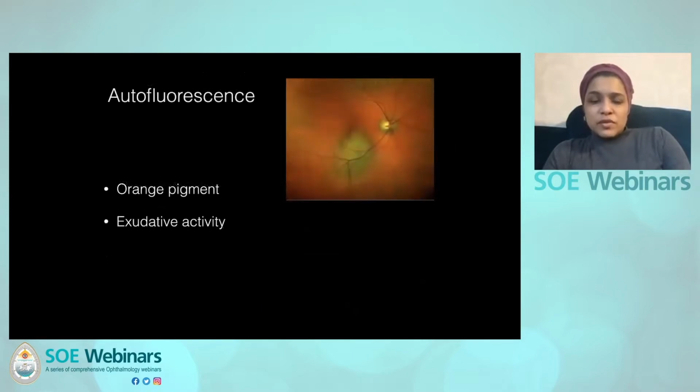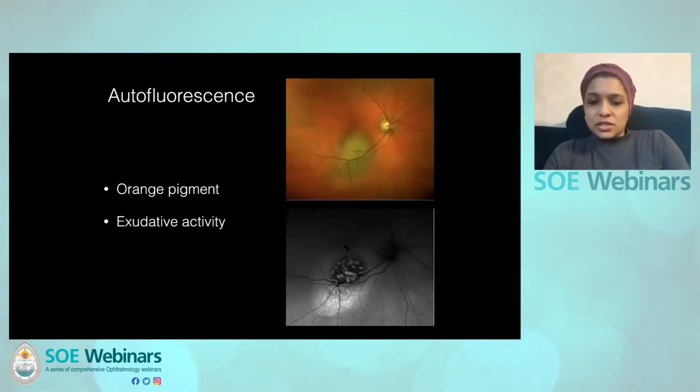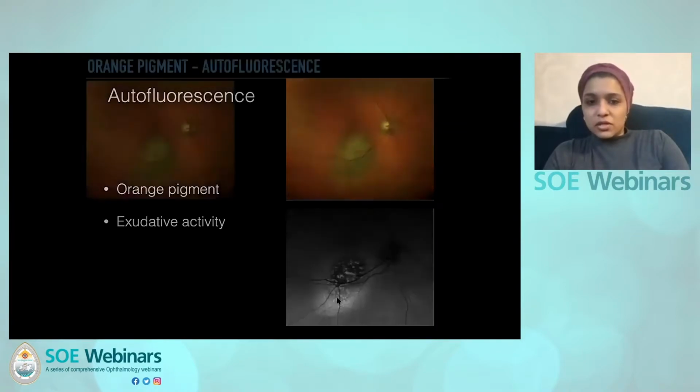Probably the most difficult risk factor to spot clinically is orange pigment, mainly because the choroid is a similar colour to the orange pigment, so the contrast isn't there. The easiest way to pick that up really is with autofluorescence, and you can see the hyper-autofluorescent areas that really highlight those areas of lipofuscin and also highlight the areas of exudative activity around it. So autofluorescence is really very useful.